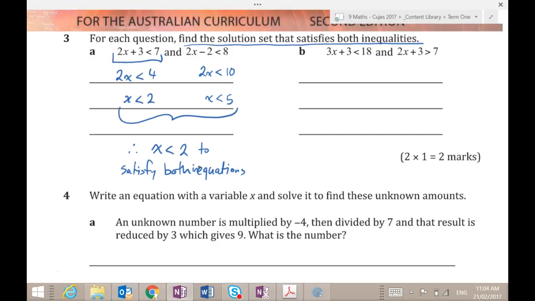Because all you have to do at the end there is just which ones satisfy both. So like one of them, it's x is less than 2. The other one, x has to be less than 5. So to make sure you fit both categories, you've just got to be less than 2. That's all you have to do.